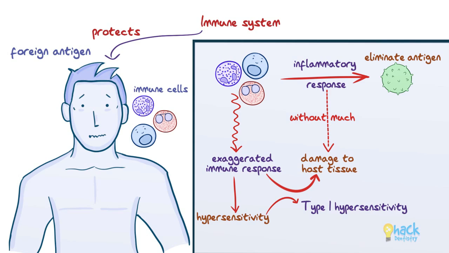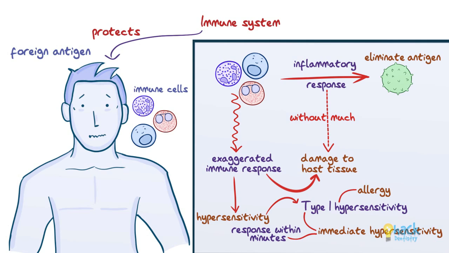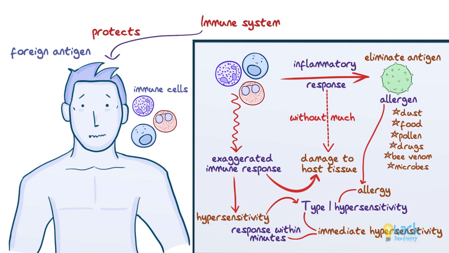Type 1 hypersensitivity is also termed as allergy and immediate hypersensitivity, since symptoms manifest rapidly within minutes to hours. Antigens eliciting these allergic reactions are termed allergens and could be anything ranging from dust, food, pollen, drugs, insect products like bee venom, microbes, and many different chemicals.